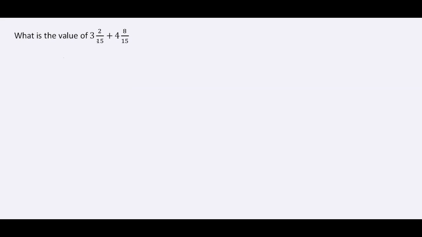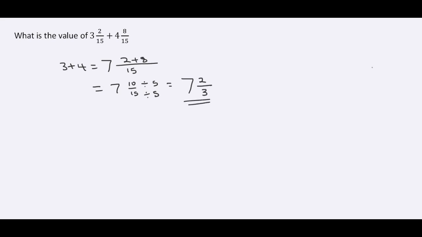Second example, we have 3 2/15 plus 4 8/15. The first thing we're going to do is add 3 and 4 together. That's going to give us 7. Now we have the same denominator of 15. We have 2 plus 8. This is going to give us 7 10/15. And now we're going to simplify the fraction if necessary or if it's possible. We can see here that this has a common factor of 5. So this is going to give us 7, 10 divided by 5 is 2, 15 divided by 5 is 3.